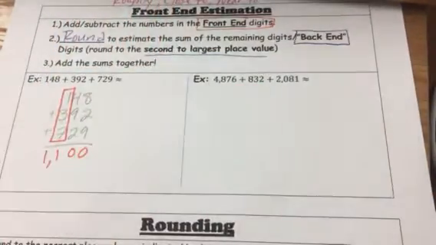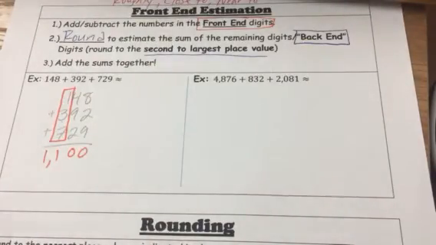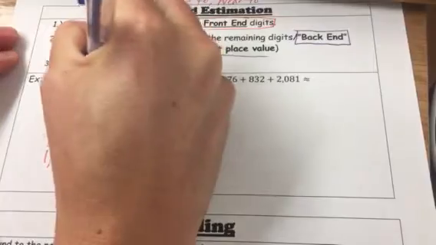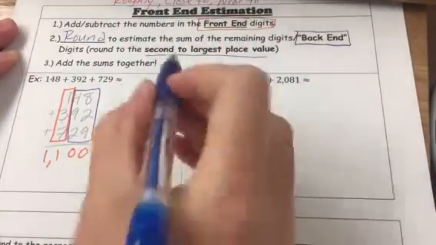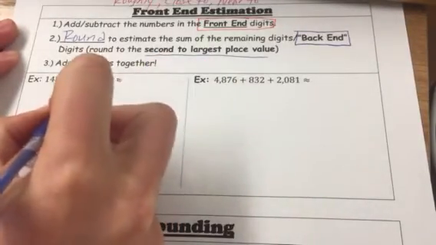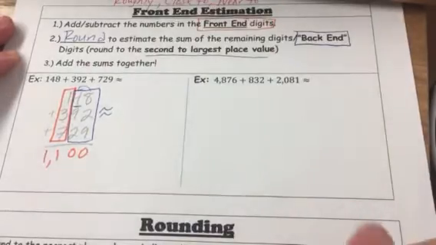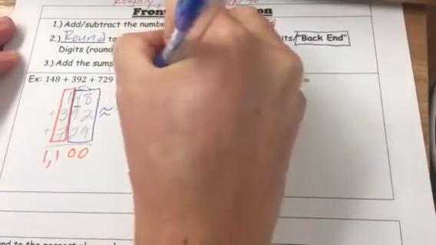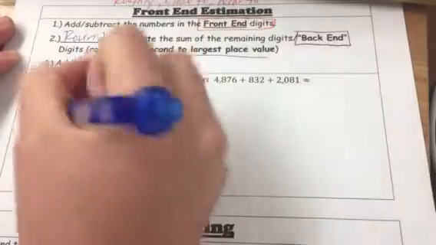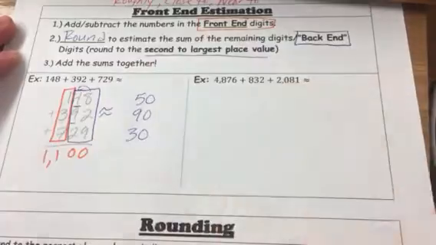So that is 1,100. Now we're not finished quite yet. We need to take a look at the back end of our numbers. We're going to highlight these back numbers. And what we're going to do next is we're going to round to the second largest place value. So we've got 1s and 10s. Our 10s are certainly bigger than our 1s. That is our next biggest place value. So what we're going to do is we're going to estimate the back end numbers. 48 is super duper close to 50. 92 is approximately 90. And 29 is approximately 30.